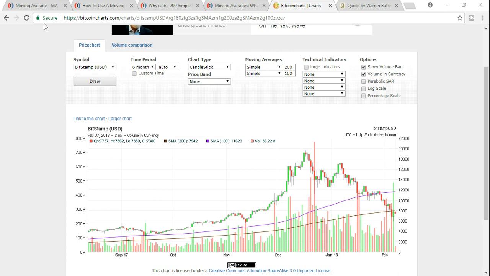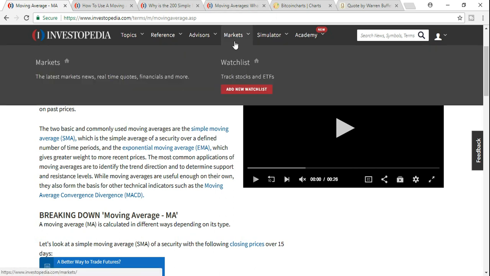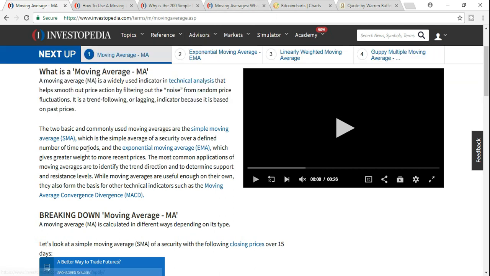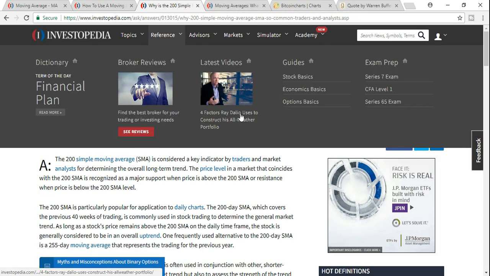A couple sites that I'm going to put in the links that I would really like you guys to familiarize yourselves with would be the moving average. This is what we use in stocks to analyze a stock so we know the right time to buy. So, what is a moving average? You see this right here in Investopedia. I'll put the links again. How to use a moving average to buy stocks. What is the 200 simple moving average?